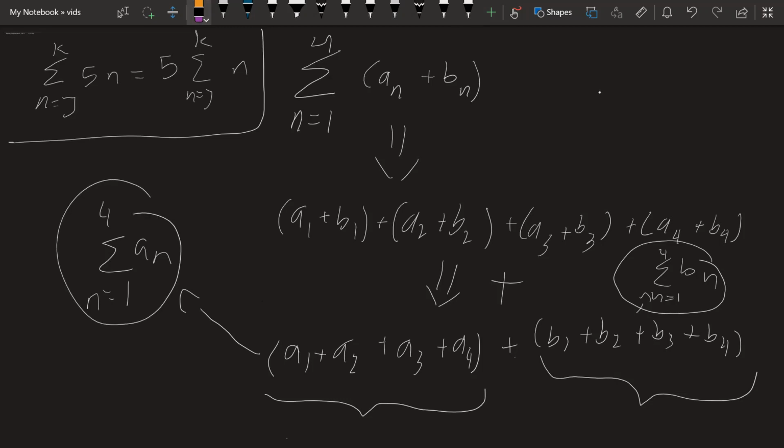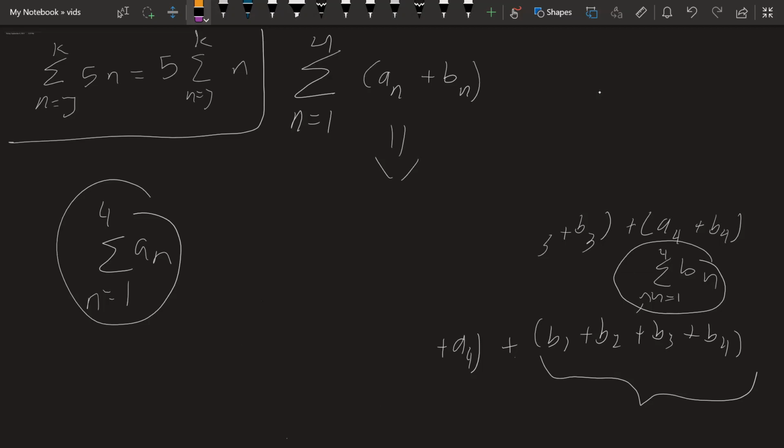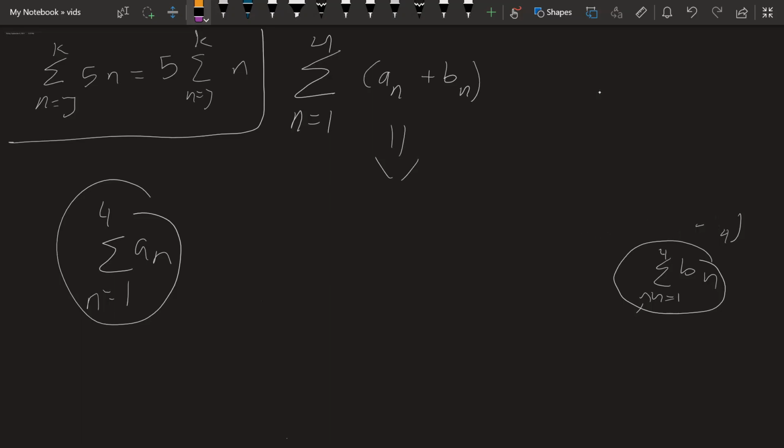So in other words, let me erase this and rewrite it down. If you have two terms that you're adding up inside a sigma, we can break down the sigma into two other sigmas. So it's going to be sigma as n goes from 1 to 4 of a of n, plus sigma as n goes from 1 to 4 of b of n.